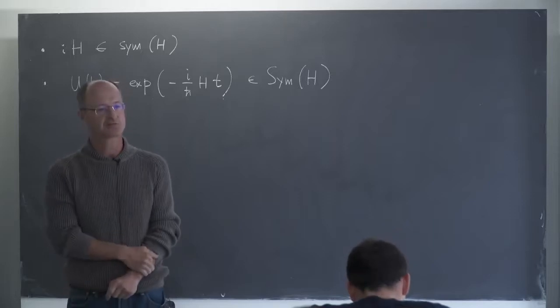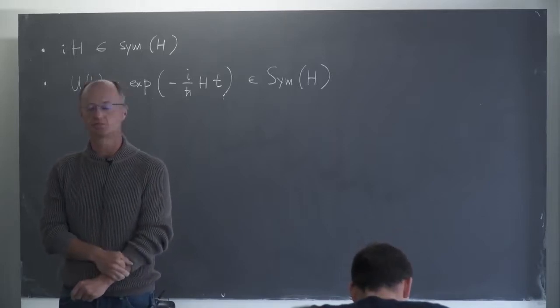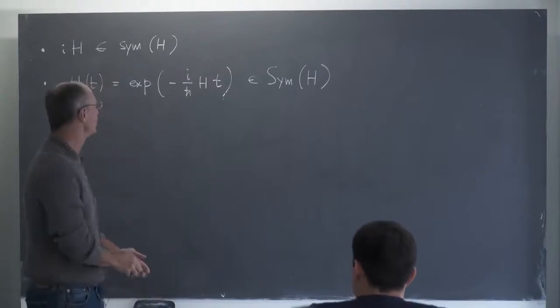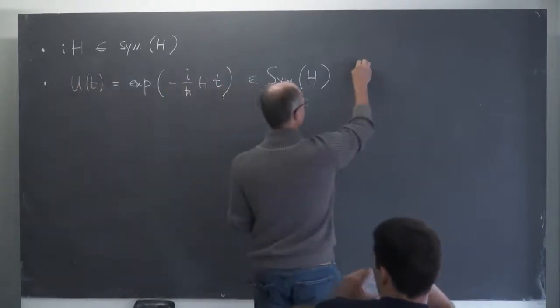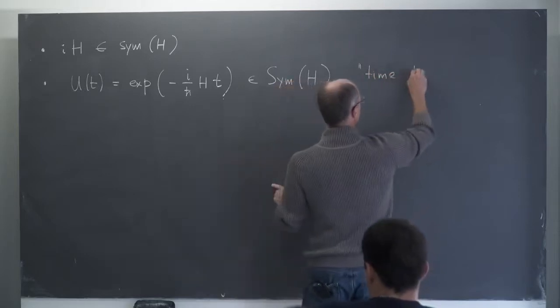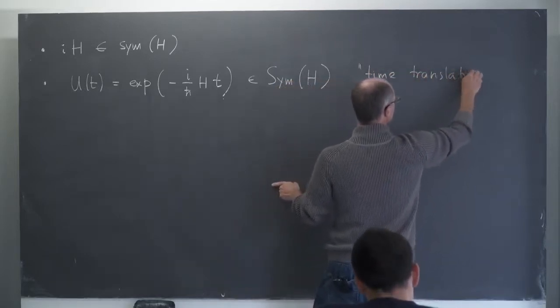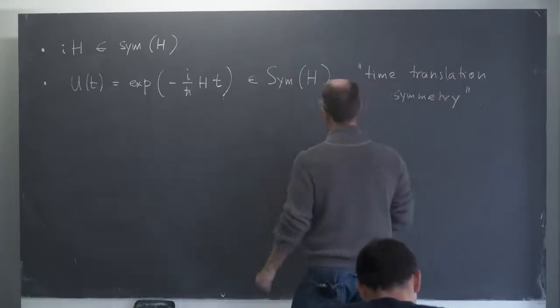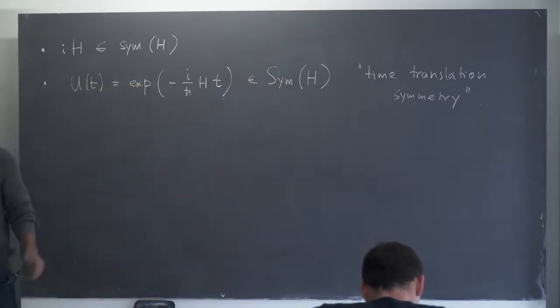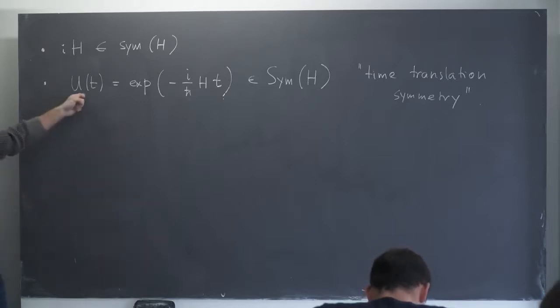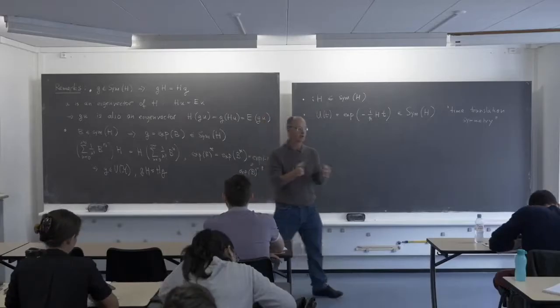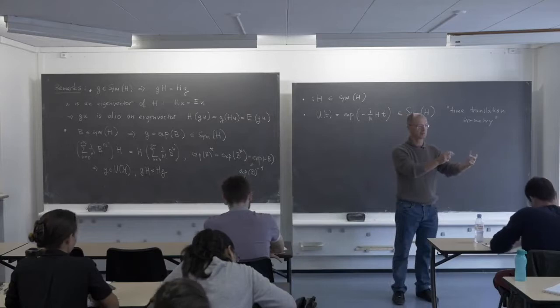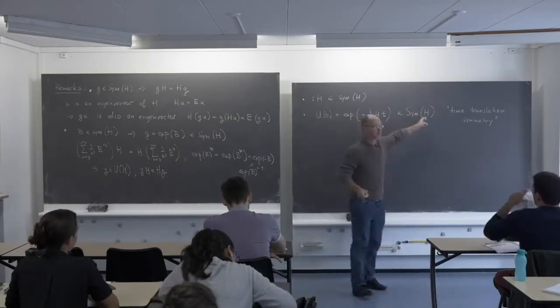So what does the physics wisdom say? Time translation. Yes, that's right. So this is the time translation symmetry. Of course, the fact that this is an evolution operator already hints about time translations. What does this thing do? It takes the state at time 0 and brings us to time t. And it turns out to be a symmetry.